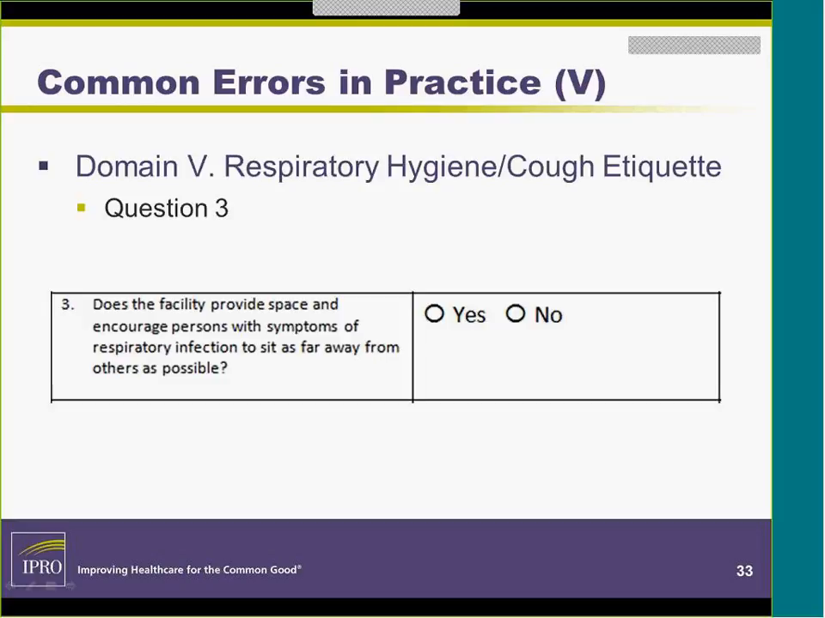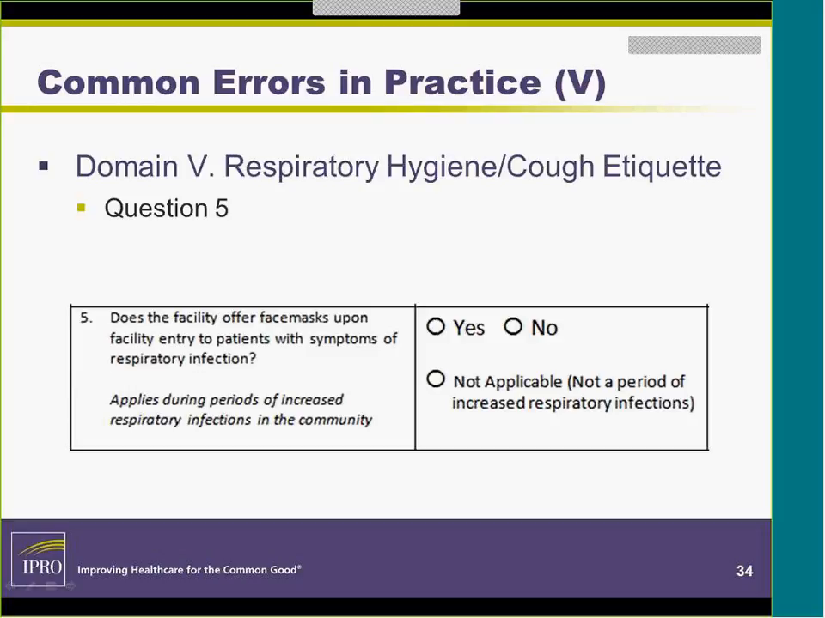So Domain 5, respiratory hygiene and cough etiquette. Question 3, does the facility provide space and encourage persons with symptoms of respiratory infection to sit as far away from others as possible? So then, tying to the previous question, it really should occur in both the waiting areas and on the treatment floor. Again, an individual should be identified early as discussed in Domain 1, Question 5, so they can be separated starting in the waiting room. And other precautions can be rolled out as we already discussed, such as the mask, hand hygiene, etc.